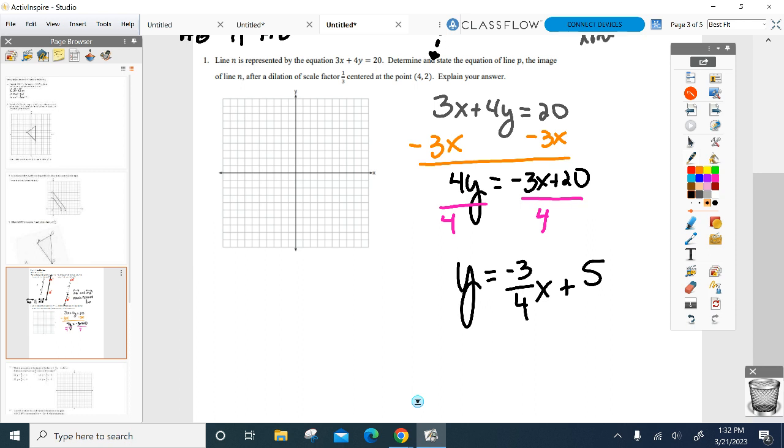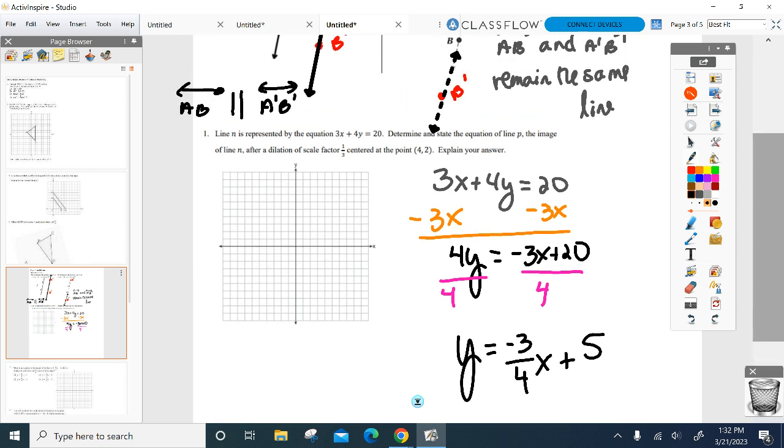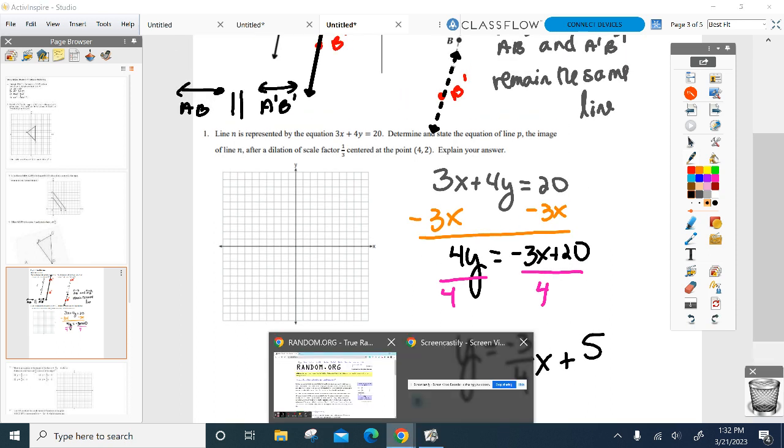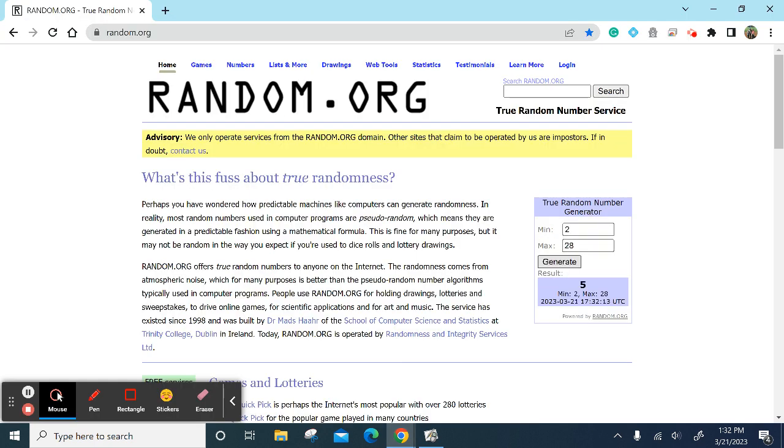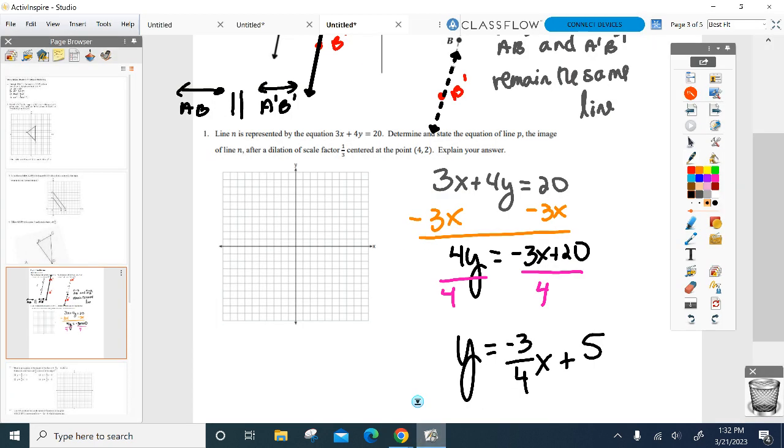What's my y-intercept? Because that'll be my first point I plot on the graph. What's my y-intercept up here now? Oh, 5. Oh, there you go. We got to have a name for that. The answer is the number that comes up. We'll figure it out later. Slope.